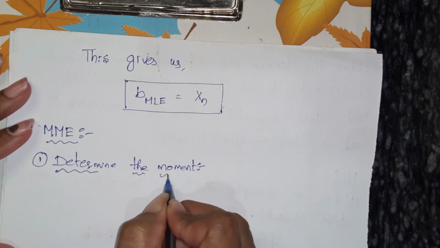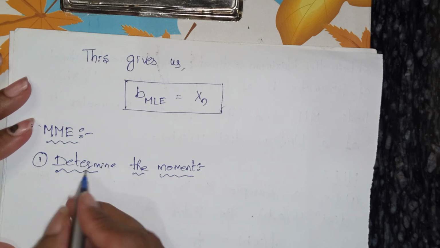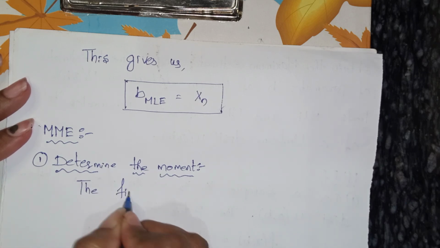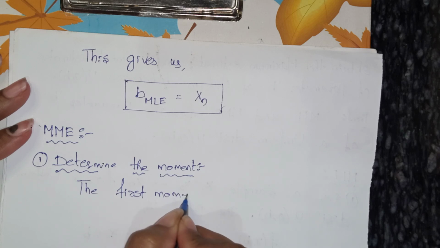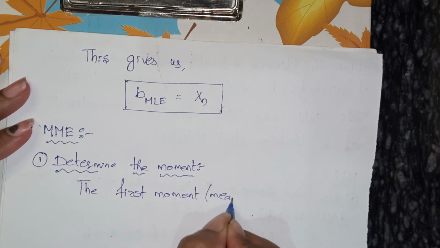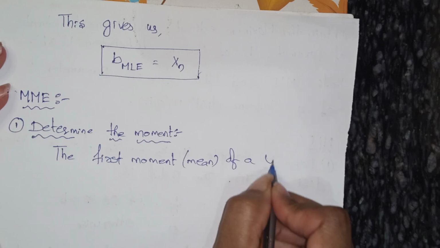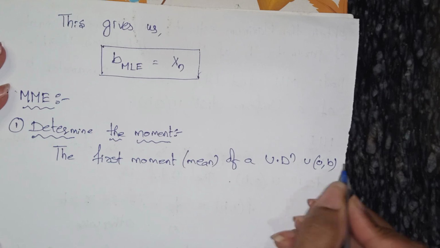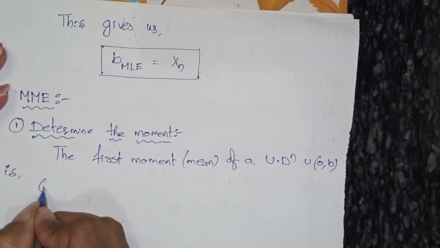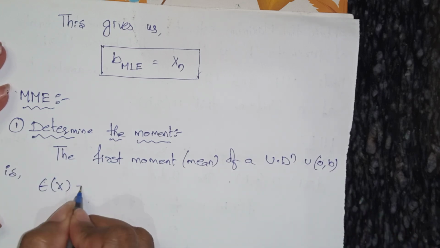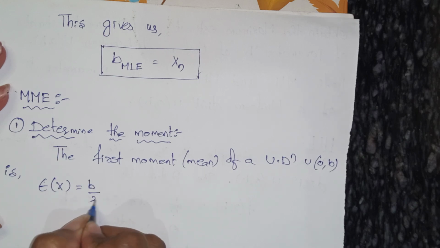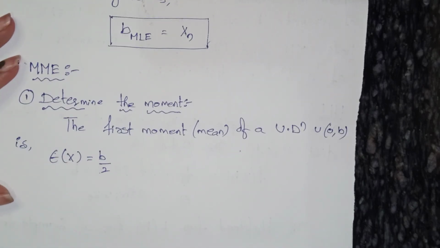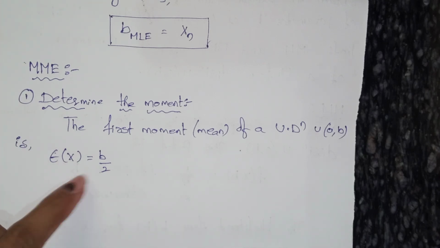So that is nothing but the mean. We are going to determine what? First step, mean. The first moment is nothing but the mean of a uniform distribution U with parameter B, which is the expectation of x, and here what we'll get is b by 2. So this is the formula. You may learn it in second semester. Okay? Uniform distribution mean value is b by 2.